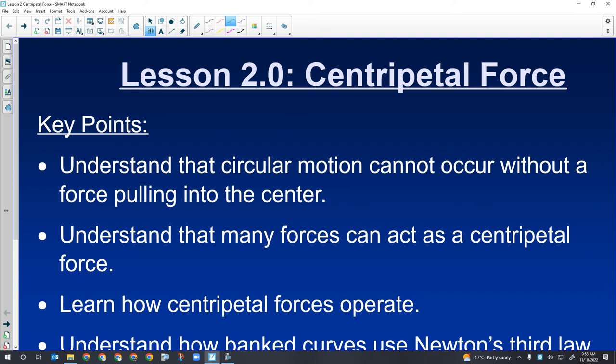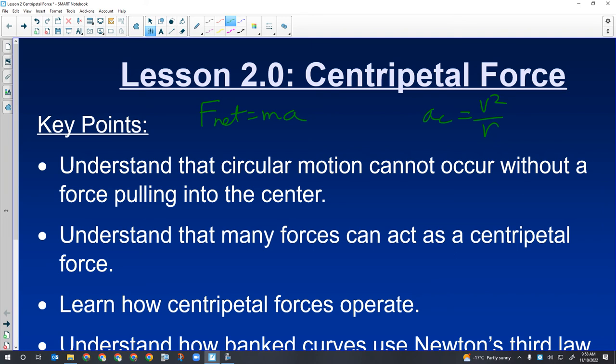Last unit, we learned that net force equals mass times acceleration. Everybody okay with that? Did the net force and the acceleration always have the same vector? Yes, they did. They had to. One causes the other. Okay, so they always shared a vector. Yesterday, we learned that centripetal acceleration is v squared over r. That was one of the last things we talked about at the end of the day.